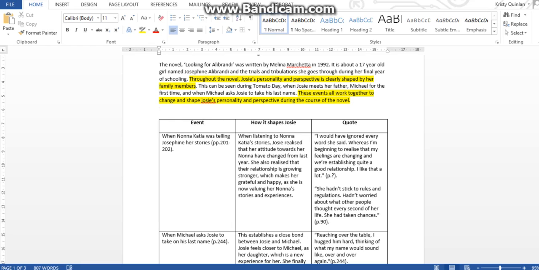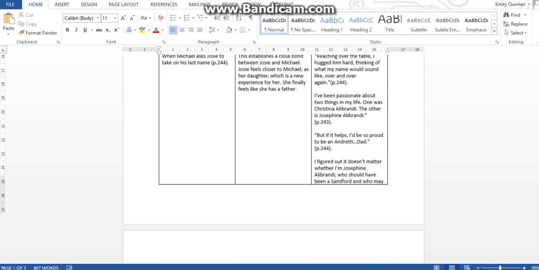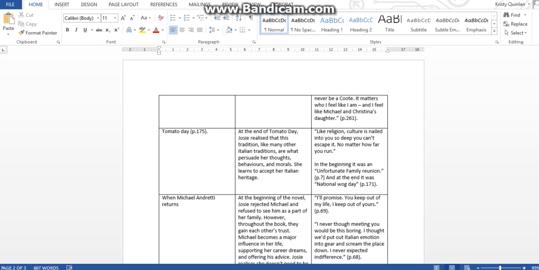Okay, so now we are going to do our first body paragraph. In here, we are going to talk about Tomato Day. For this example, we need a topic sentence. So the topic sentence is, what happens on Tomato Day that shapes Josie's personality and perspective through her family members? So we can have a look at Tomato Day. She realizes that by the end of the day it's a tradition, that her family helps shape who she is. They shape her morals and her behaviors and her thoughts, and she learns to accept her Italian heritage through this time spent with her family.